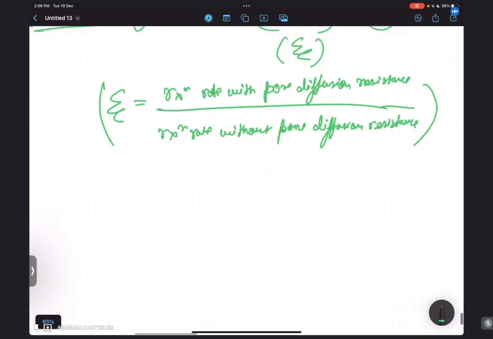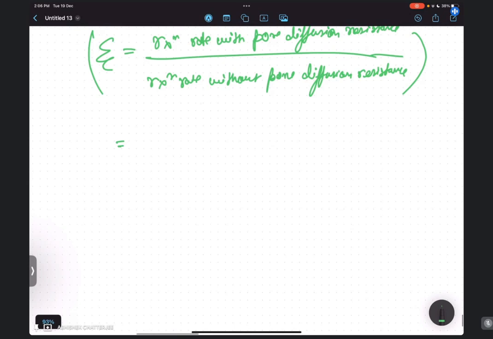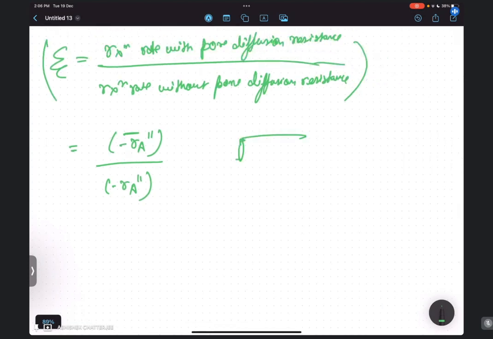ठीक है, इसका मतलब क्या होता है ध्यान से समझना, कि reaction rate with pore diffusion resistance और reaction rate without pore diffusion resistance। Okay, so with pore diffusion means your minus Ra double dash, let it be some bar. And without pore diffusion means directly minus Ra double dash. So what is going to happen is that with pore diffusion, this CAS will not be constant every time. This CAS is going to decrease along the length.